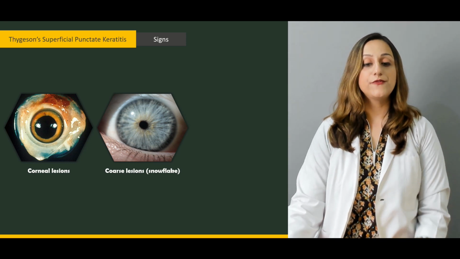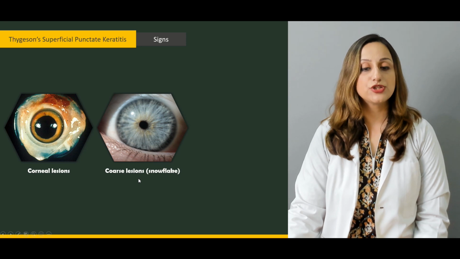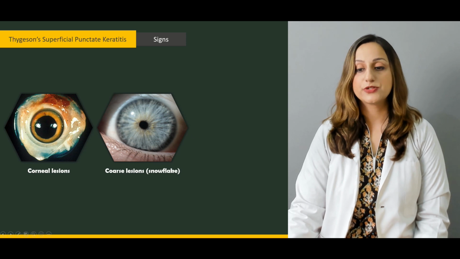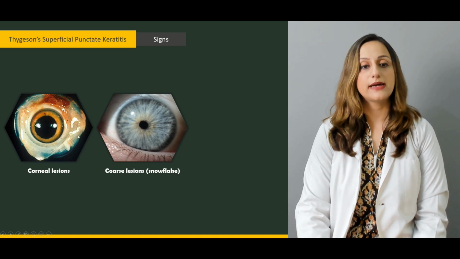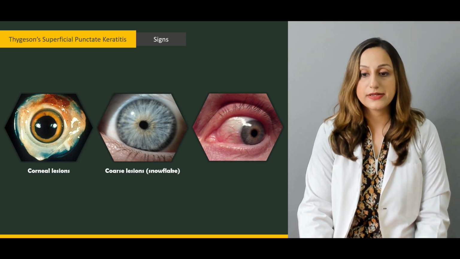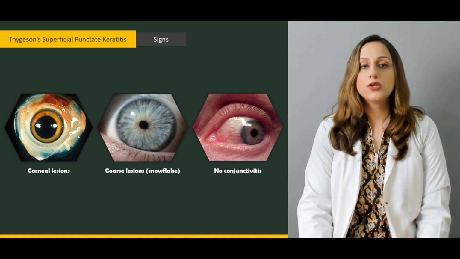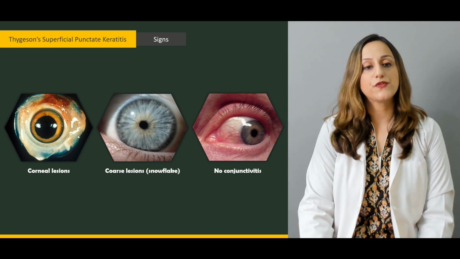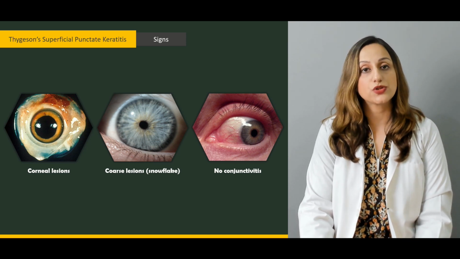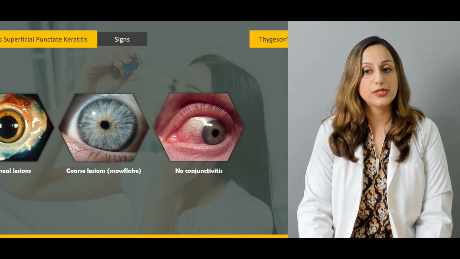So this is again a very characteristic finding. As you can appreciate over here in this diagram, these are the snowflake appearances, as you can observe in this kind of cornea, that the patient is suffering from Thygesson's superficial keratitis. And then no conjunctivitis. Usually this kind of Thygesson's punctate keratitis is not associated with any sort of conjunctivitis in these patients.